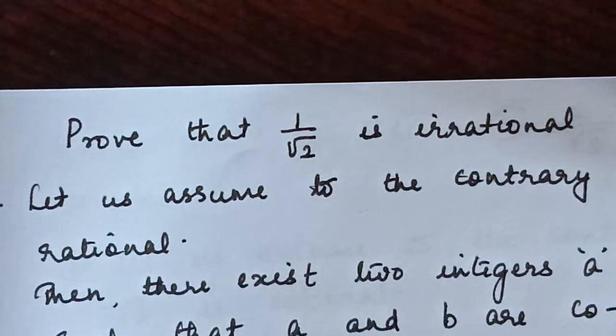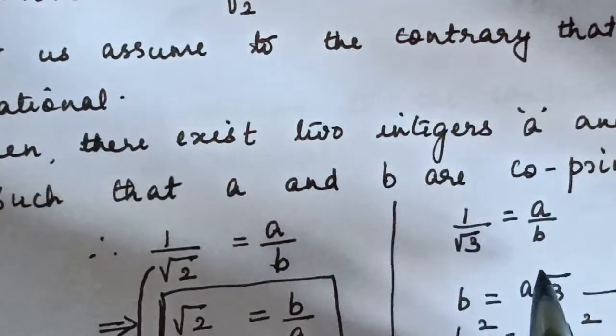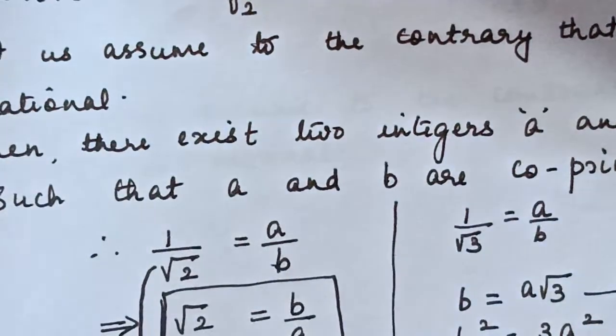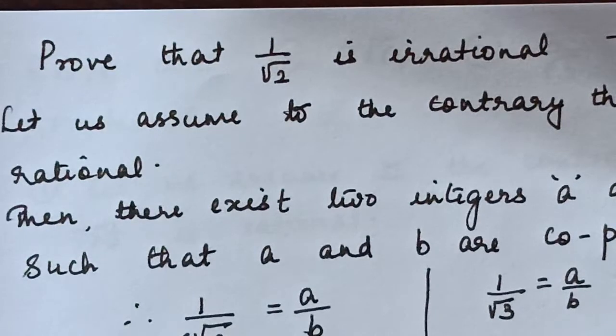That means 1 by root 3 can be written in the form a by b, cross multiplication, b is equal to a root 3, and the procedure will be the same. In the same way, we can prove that 1 by root 5, 1 by root 7, all these are irrational numbers.